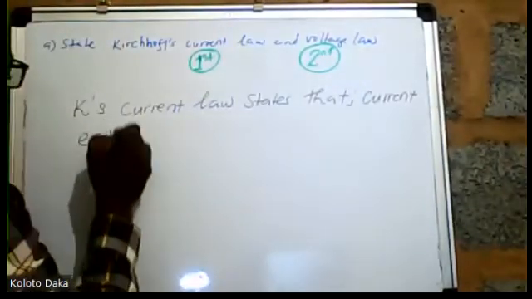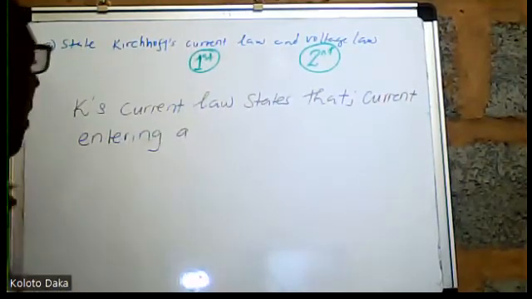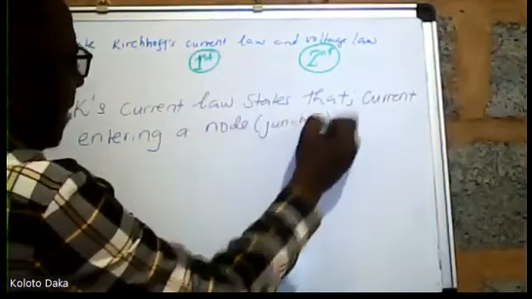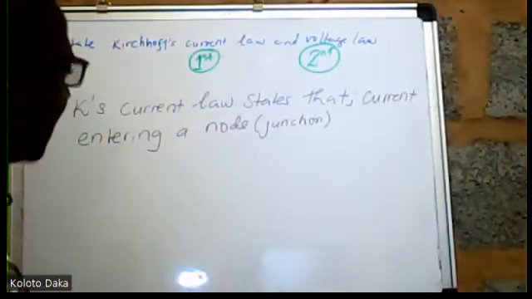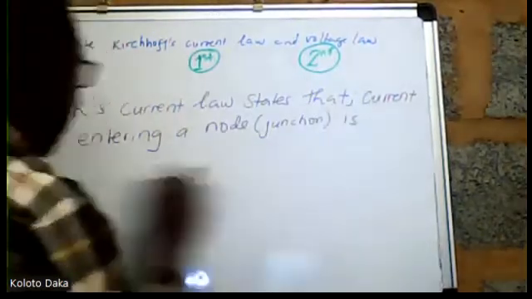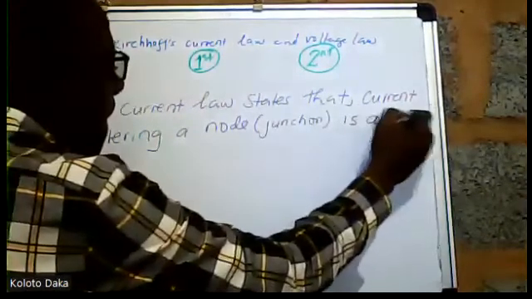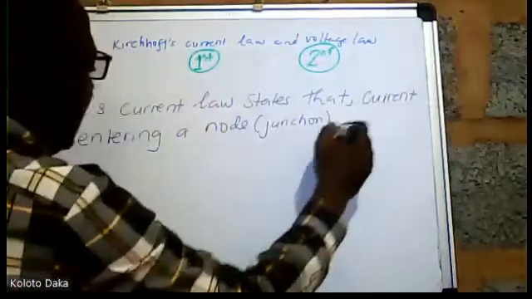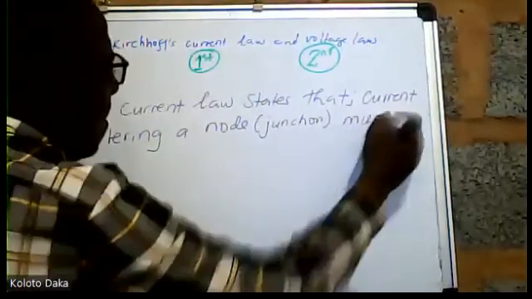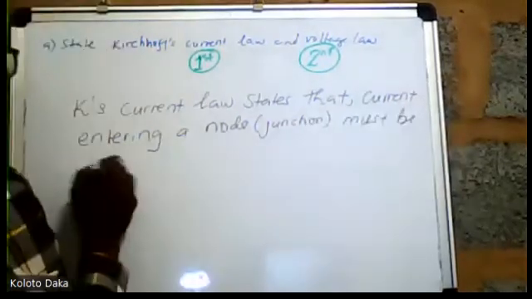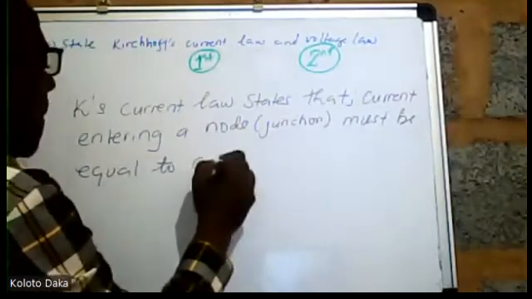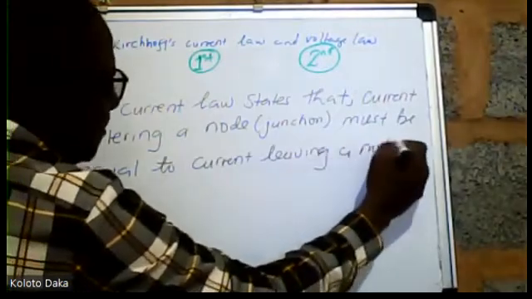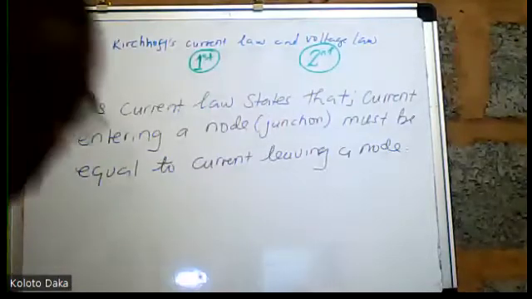current entering a node or a junction, the other word for node is a junction, is always or must be equal to current leaving a node. Okay?